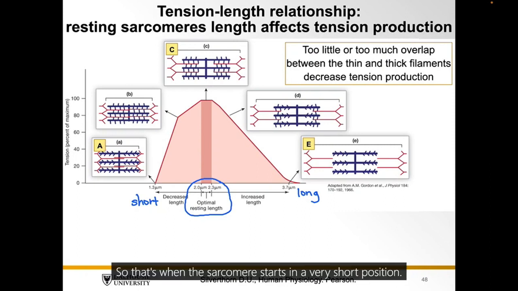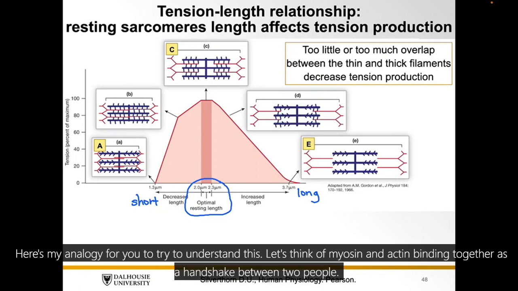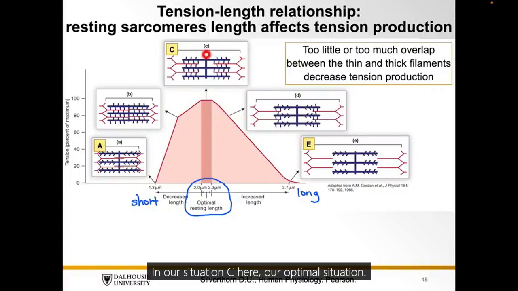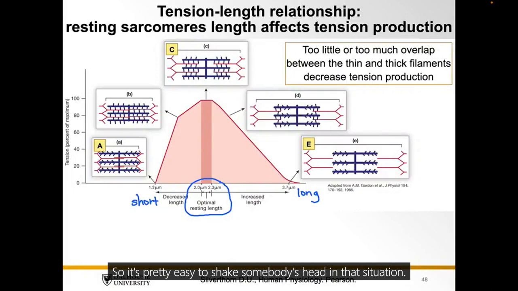So that's when the sarcomere starts in a very short position. And here, the problem is that there's too much overlap. Here's my analogy for you to try to understand this. Let's think of myosin and actin binding together as a handshake between two people. In our situation C here, our optimal situation, the two people that want to shake hands are in front of one another and there's no obstruction between them. So it's pretty easy to shake somebody's hand in that situation.